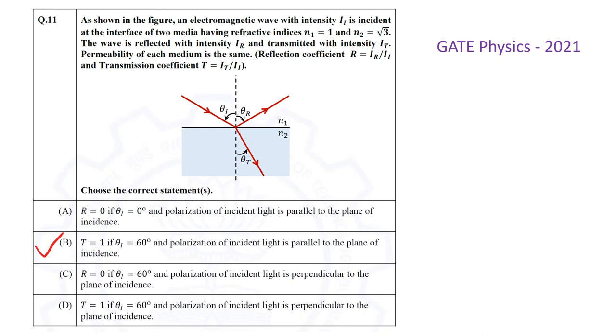According to our solution, the correct option for this MSQ is only option B, that is T equals 1, that is transmission coefficient equals 1 if angle of incidence theta I equals 60 degrees and polarization of the incident light is parallel to the plane of incidence.